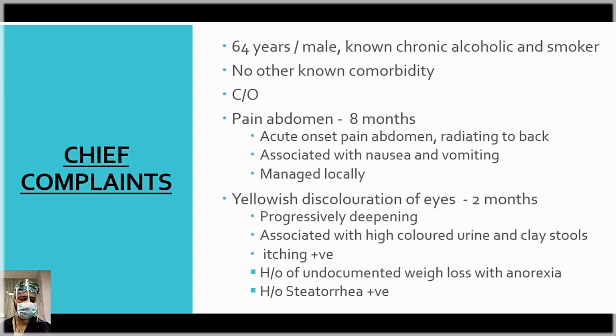He also gave history of yellowish discoloration of the eyes, that is jaundice, for the last 2 months, which was progressively deepening. It was in the form of obstructive jaundice associated with high colored urine and clay colored stool, with associated itching, which was more pronounced during the night. There was also history of undocumented weight loss with anorexia, though there was no history of steatorrhea, that means no history of any fatty greasy stools.